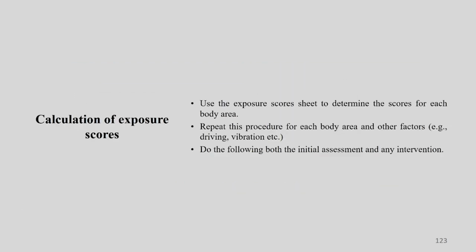Now how are you going to calculate the exposure score? Use the exposure scores sheet to determine the scores for each body area. Repeat this procedure for each body area and other factors. Do the following, both the initial assessment and if you did any kind of intervention. So you have a before score and an after score, and then you can do the comparison, and comparison can come for different activities from different operators. So you have a lot of data points.